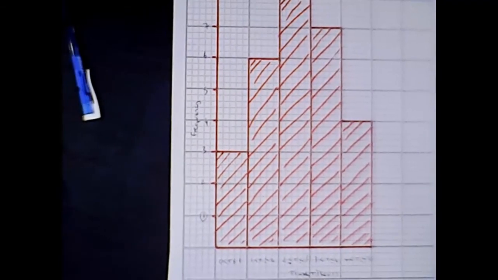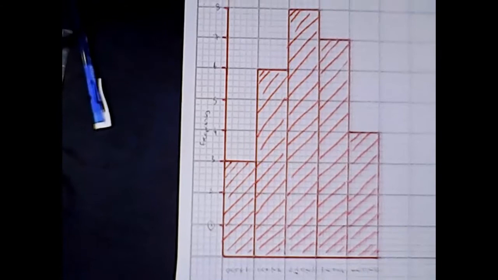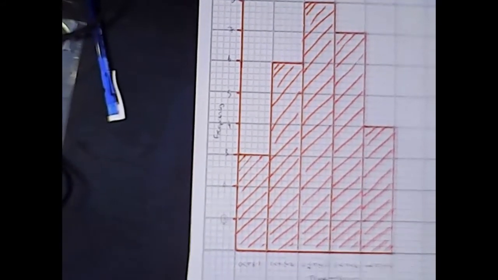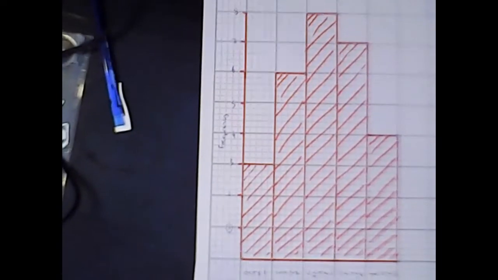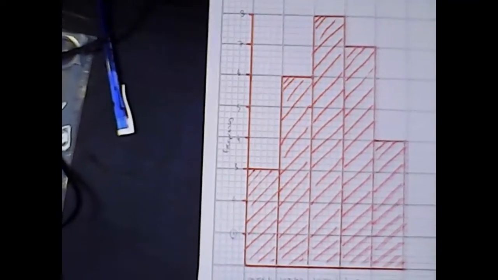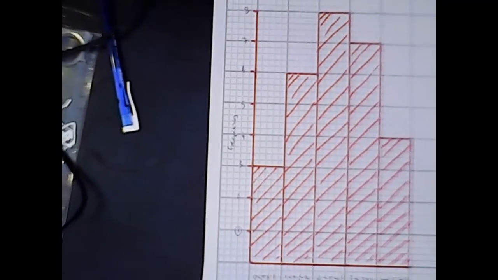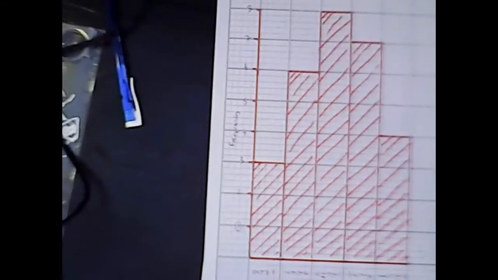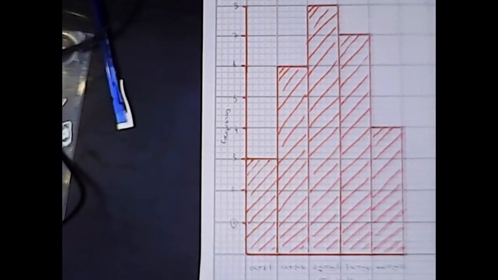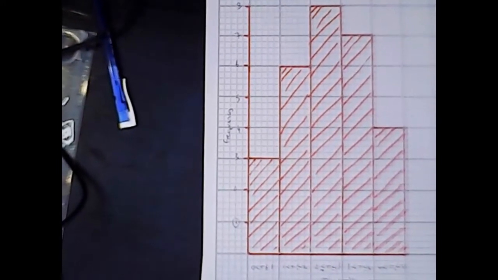Okay, so this is what we end up with. This is the complete picture of the diagram, which shows all of the different classes on the one diagram there. And obviously from this it's very easy to see that the modal class is the one in the middle there, which is where the time is between 2 and 3, okay? Well, equal to 3, but greater than 2. Alright? Okay.